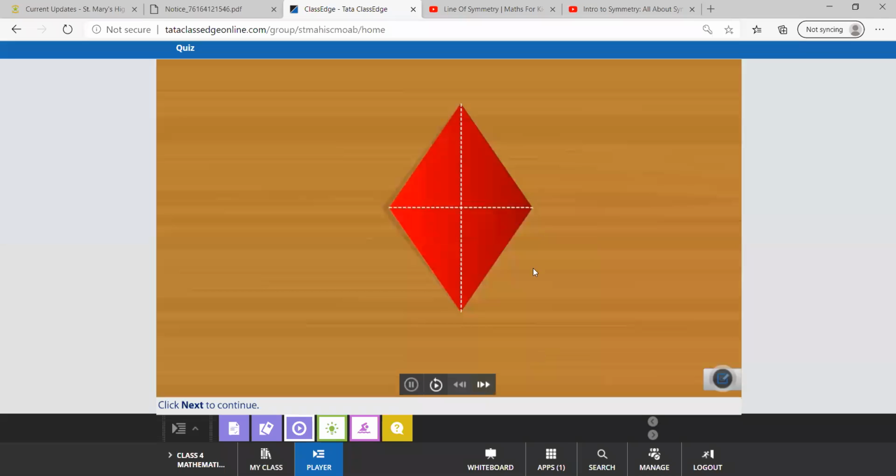So from what you saw just now, you must have observed that when we fold a particular figure along a certain line, then they both are exactly identical. They are identical means the same. Then they are called symmetrical figures. So this figure, when you fold it along this line, both these parts were the same. When you folded along this, then again both were the same. So this is called a vertical line of symmetry, and this is called a horizontal line of symmetry.